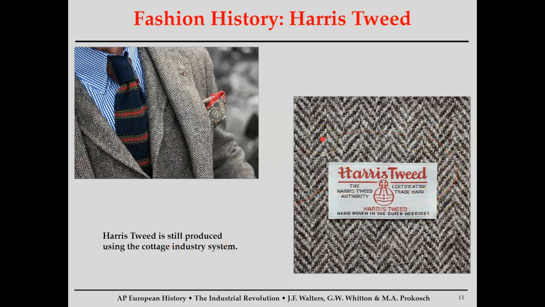Tweed is that really coarse, rough wool fabric, great for colder climates that are very windy and rainy. What makes Harris tweed special in particular is that it is by law, British Parliament actually passed a law about this, that it has to be produced in people's homes and then sold to larger entrepreneurs who could then turn it into suits and stuff like that.